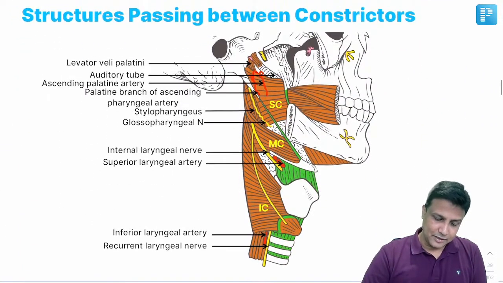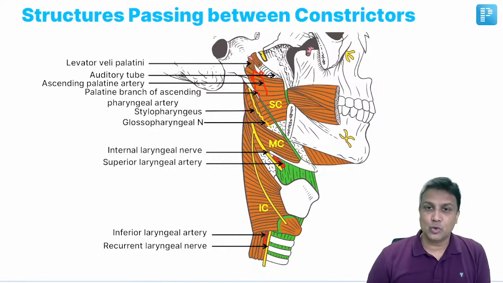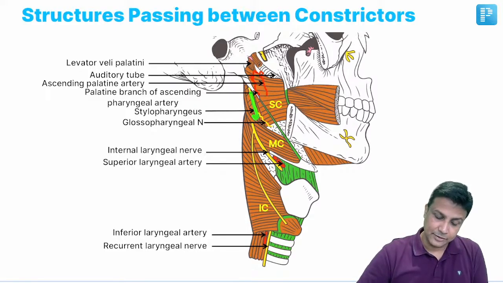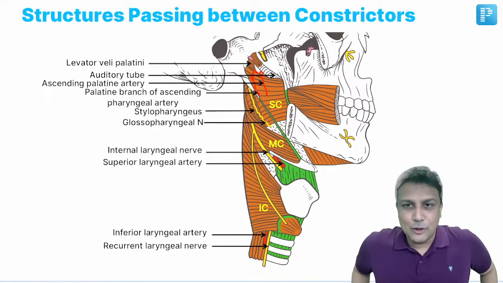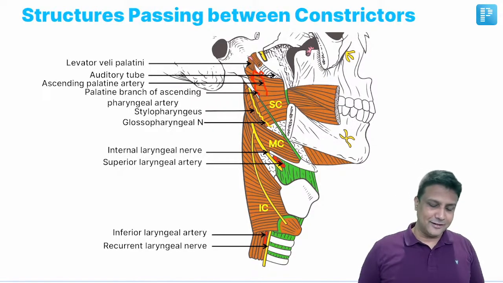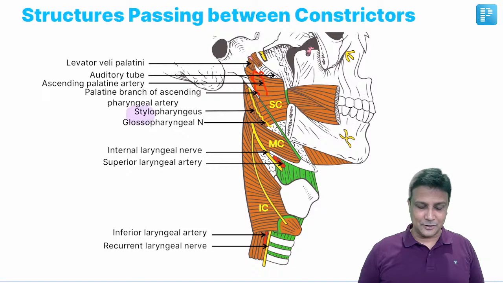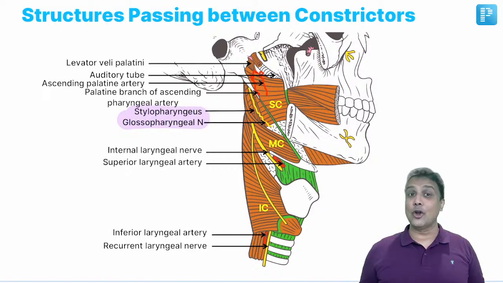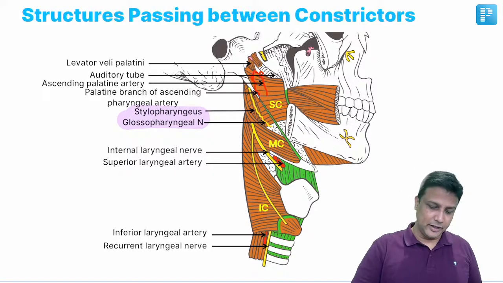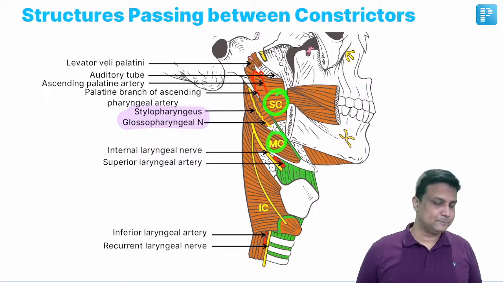Now another important concept here, what are the structures which are going to pass through the constrictor? Now in this diagram, you're able to see the superior constrictor muscle here and the middle constrictor. Now between the superior constrictor and the middle constrictor, you will be able to appreciate there is a muscle passing from here. That muscle will be the stylopharyngeus muscle. Stylopharyngeus muscle. And I told you in the last class also, the stylopharyngeus muscle has to do style, and for style, what do you need? Glasses. So it is supplied by the glossopharyngeal nerve. These two are going to pass between the superior constrictor and the middle constrictor.